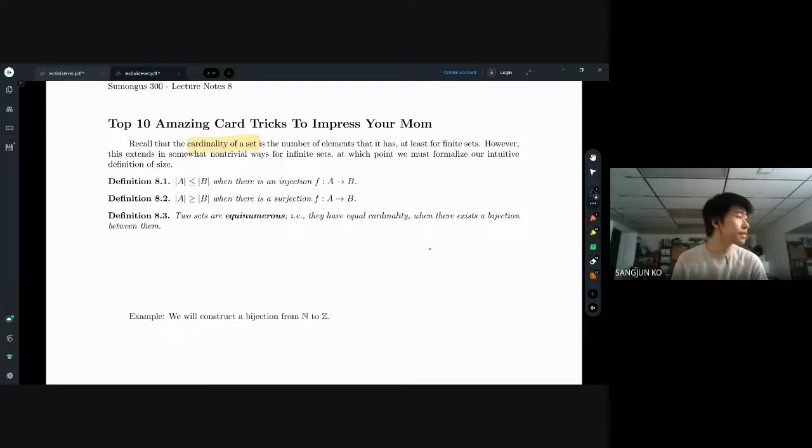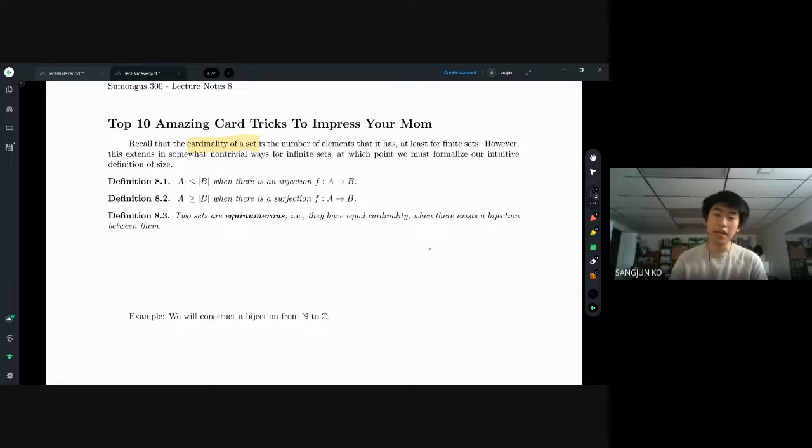But how do we extend the notion of cardinality to infinite sets? That means we actually need to formalize our notion of what the size of a set is. So here's our definition. We say that the cardinality of A is less than or equal to the cardinality of B when there is an injection from A to B, and we can flip the inequality when there is a surjection from A to B.